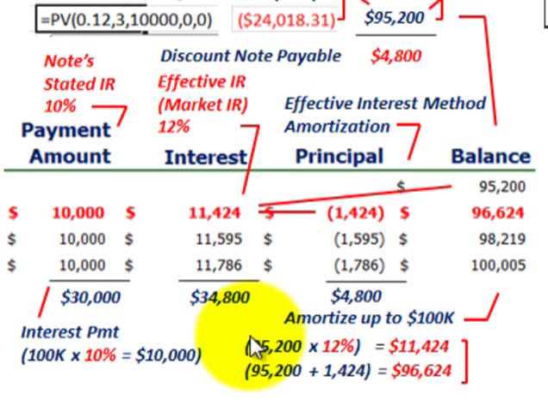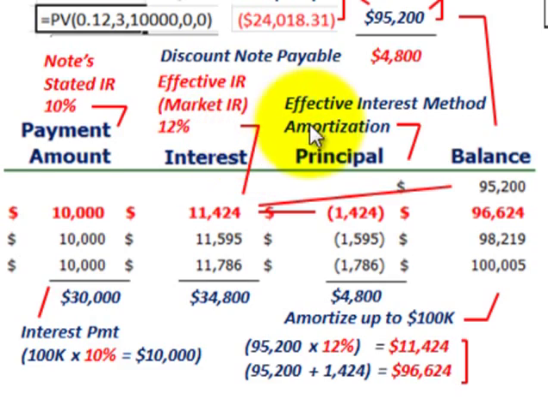So just looking at our numbers again, you can look at them down here. 95,200 times our 12% effective rate gives us $11,424 for the effective interest expense for the first period. And then for our next beginning balance, you just take the 95,200 plus the amortized amount for the period, $1,424, which gives us your new amount of $96,624. Okay, so we've got our effective interest method, and we amortized that extra interest expense that we have to recognize on this note based on the cash payments we're making and our effective interest rate.